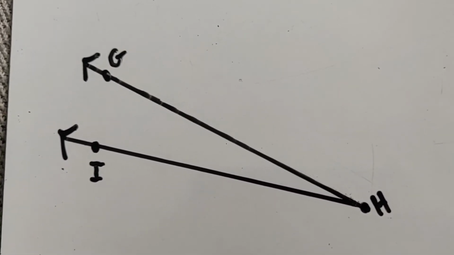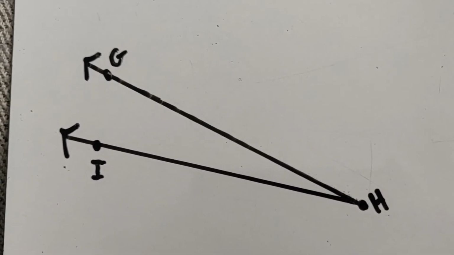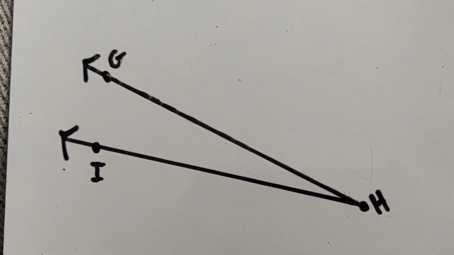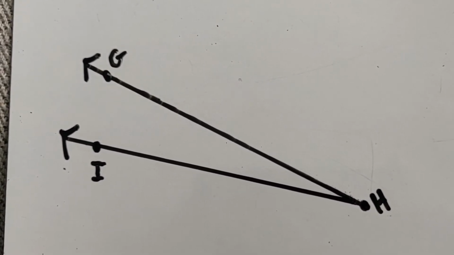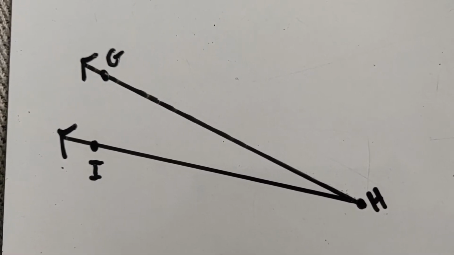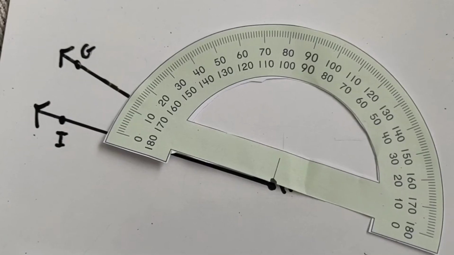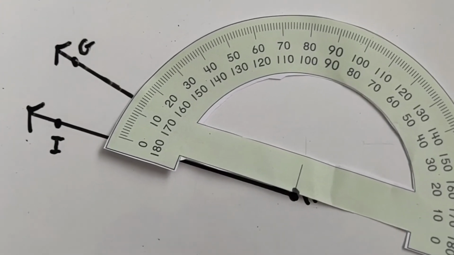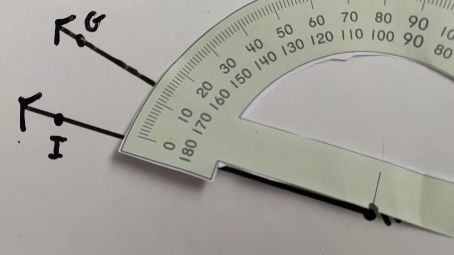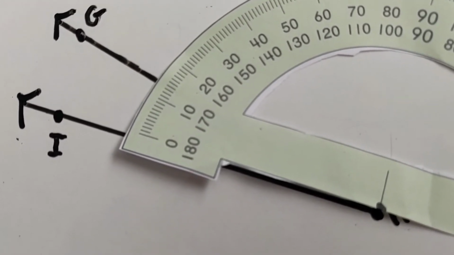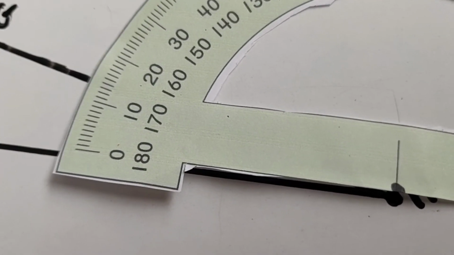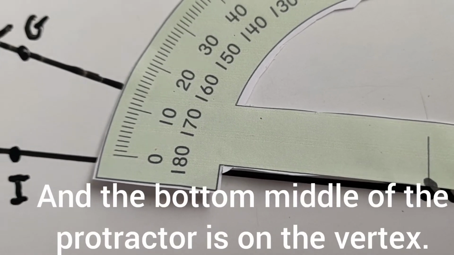Okay, welcome back. I'm going to go ahead and set the protractor up. I want you to notice which ray I put the flat part of the protractor on, so you can figure out which scale to use to measure this. Okay, so notice that we are on that bottom ray, ray HI. I know you can't see the H. And just trust me that I set it up correctly, so that flat part of the protractor is on that bottom ray.